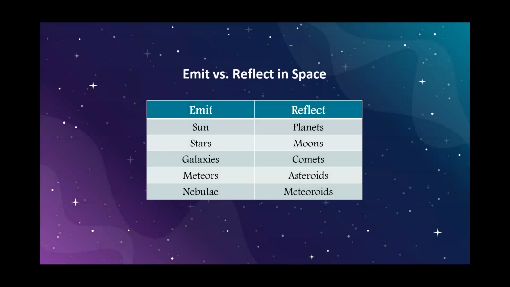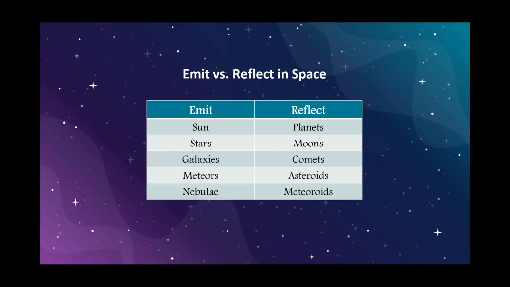We're going to focus primarily on objects in space and whether or not they emit or reflect light. You'll notice on your worksheet that you have a T-table or a chart that has emit on the left-hand side and reflect on the right-hand side. We're going to fill that in right now with all the objects in space.